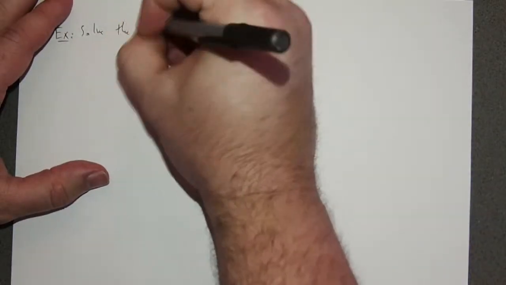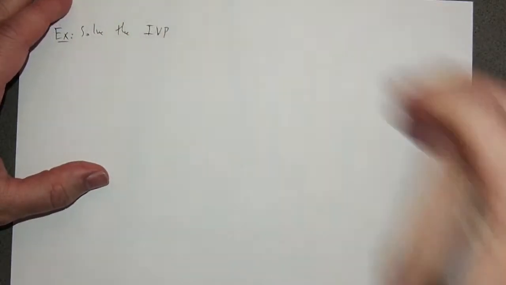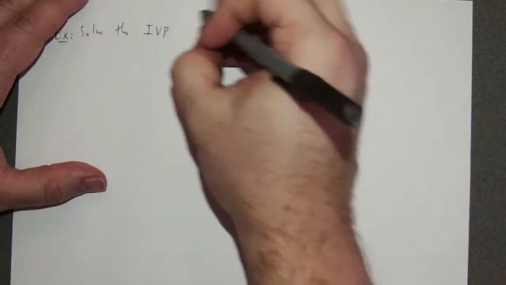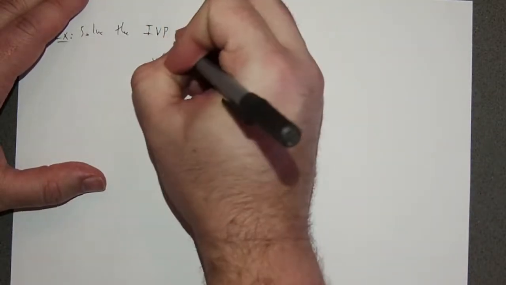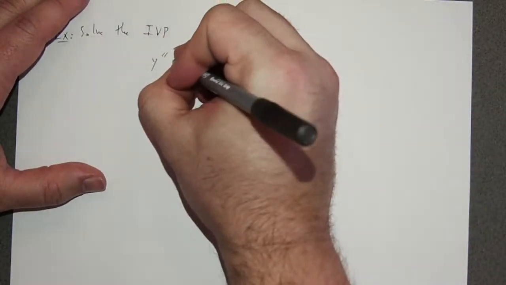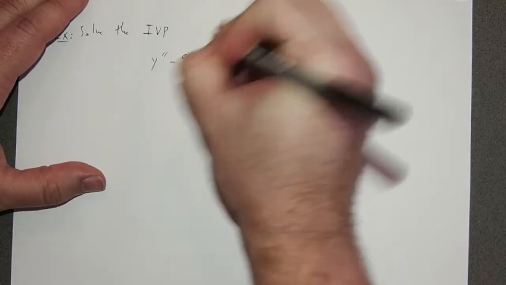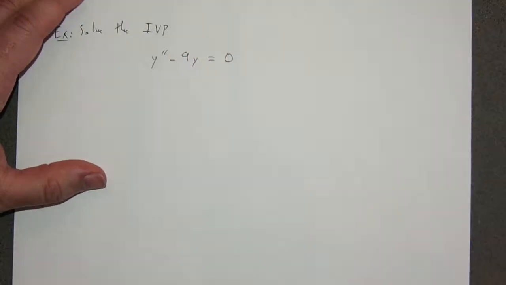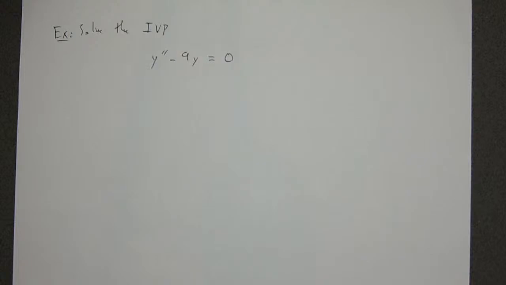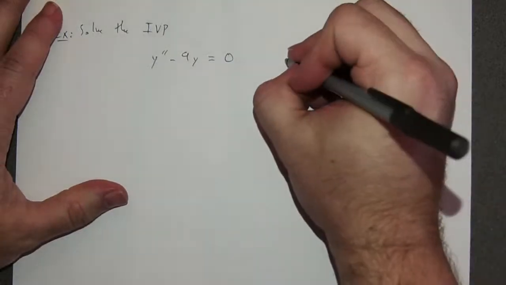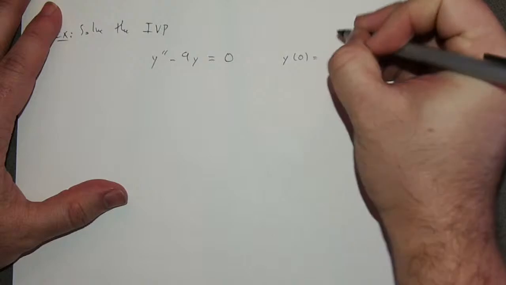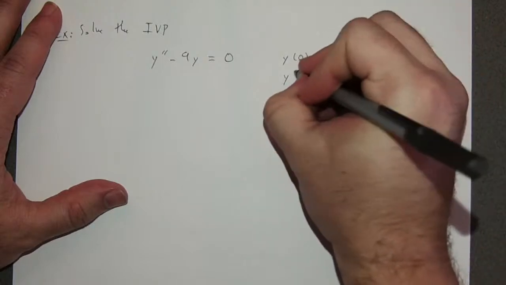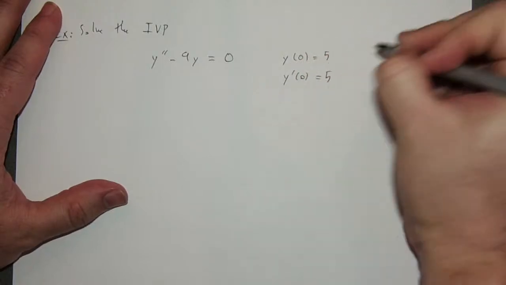Okay. All right. Let's do another case. So let's solve the IVP, that is, y double prime minus 9y is equal to 0, with y of 0 being equal to 5 and y prime of 0 also being equal to 5.